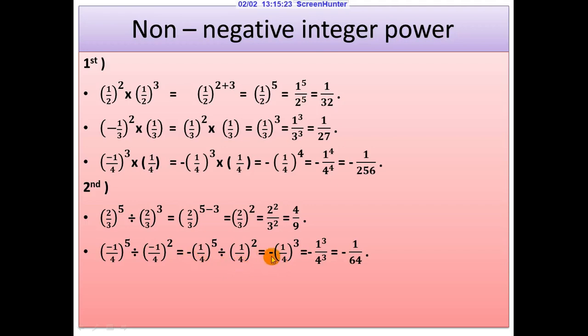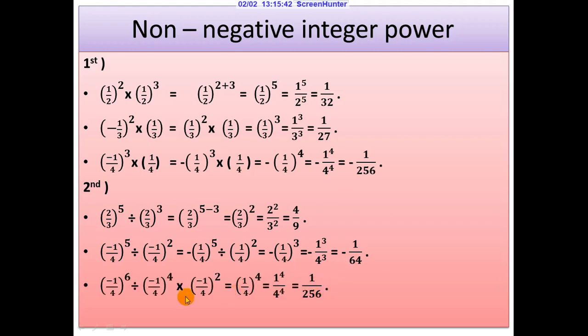We put this negative outside the brackets and subtract their powers to be negative 1 over 4 raised to power 3, and we distribute this power up and down to be negative 1 over 4, everyone raised to power 3, finally equal to negative 1 over 64.